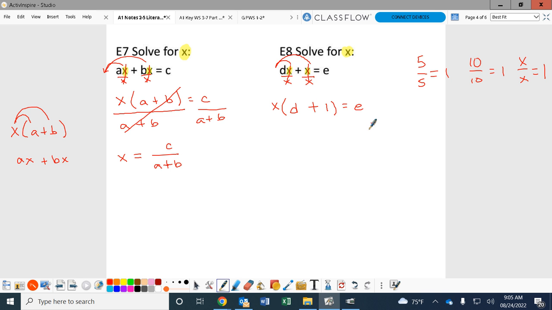And then we do the exact same thing. What are we dividing by? D plus 1. Makes all that go away. Why can we do them both at the same time? Because they're in a parentheses. And it makes it x equals e over d plus 1. Nice.